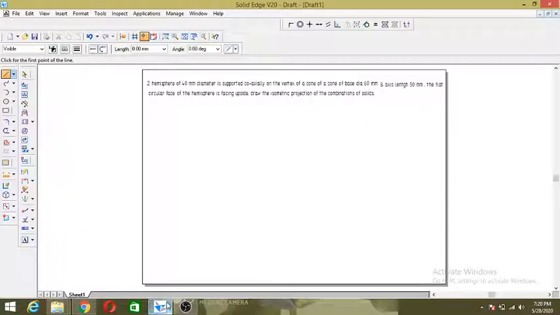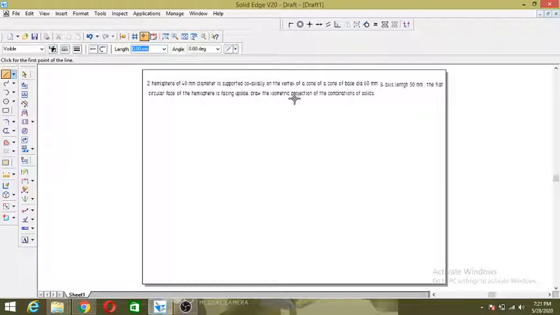Okay, I'm going to solve the second problem in our isometric. So this is the problem definition given. A hemisphere of 40 mm diameter is supported coaxially on the vertex of a cone of base diameter 60 mm and axis length 50 mm. The flat circular face of the hemisphere is facing upside. Draw the isometric projection of the combination of the solids.